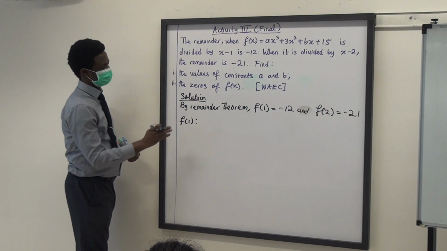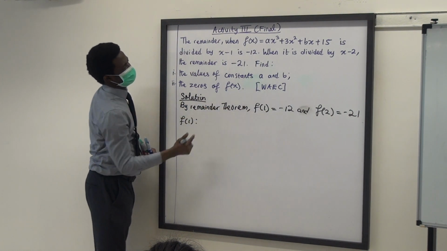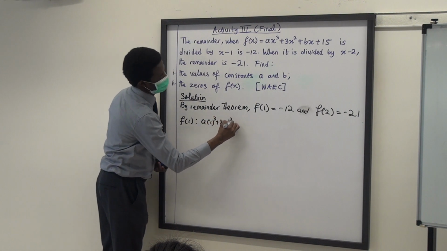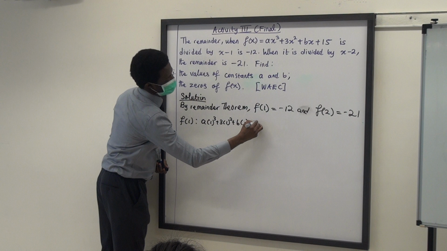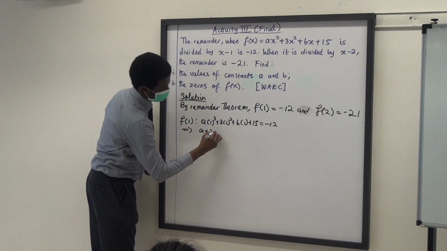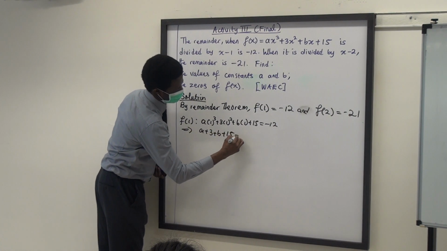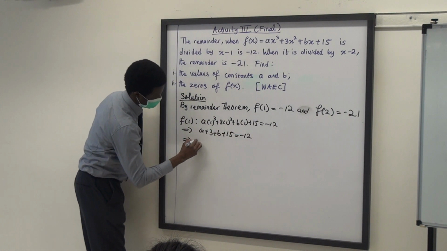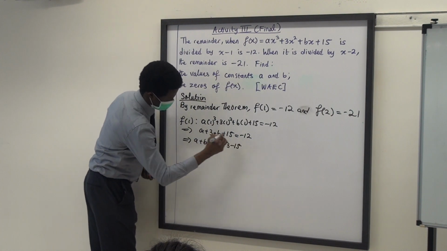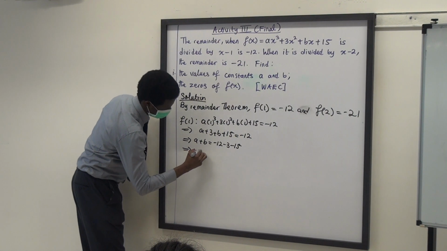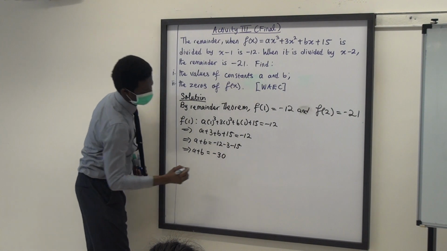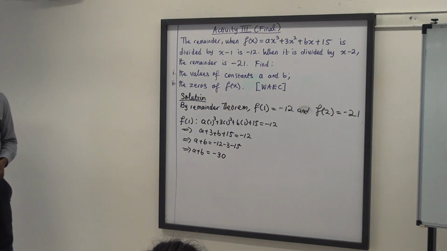I'm going to use a column because I could just put is equal to negative 12 on the other side. A times 1 cubed, 3 times 1 squared, B times 1, 15 equals negative 12. So this implies A plus 3 plus B plus 15 equals negative 12. And that implies A plus B equals negative 12 minus 3 minus 15. What's that? It should be minus 30, right?